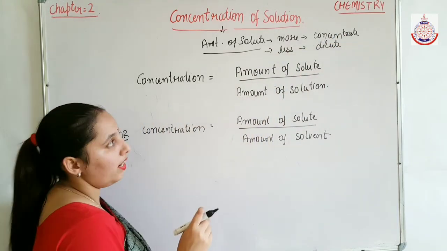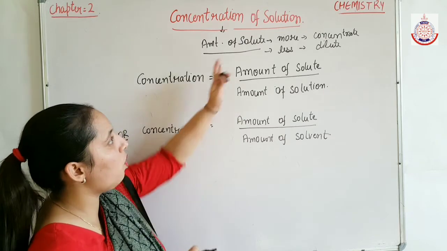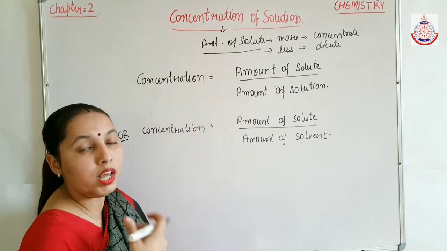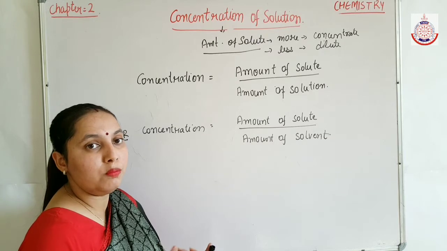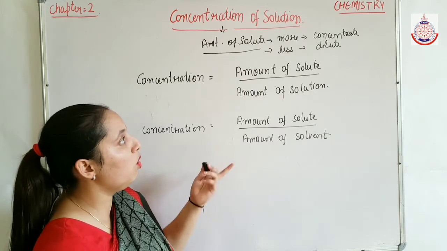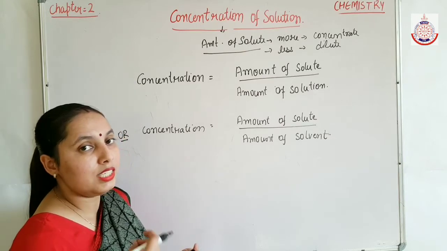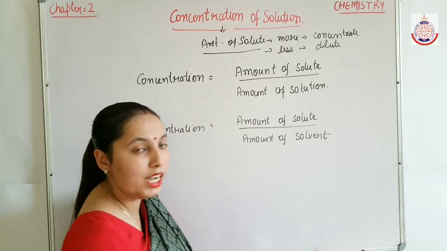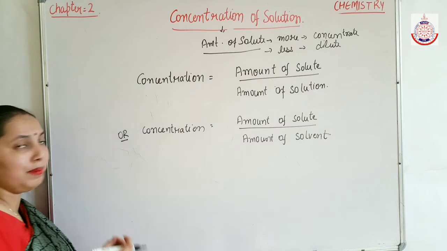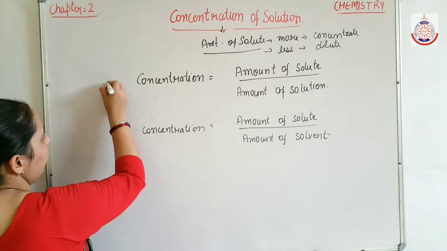Fine. The two words you are having, concentrated and dilute, depend on the amount of solute. Either the amount of the solute is more or less. If it is more, then we will call it concentrated. If the amount of solute is less, you will call it dilute. So we'll express the concentration in different ways.